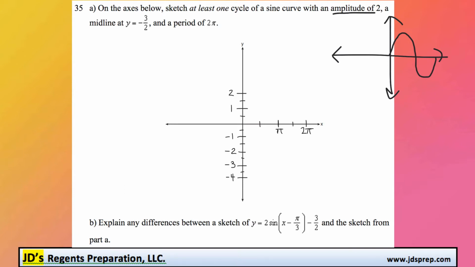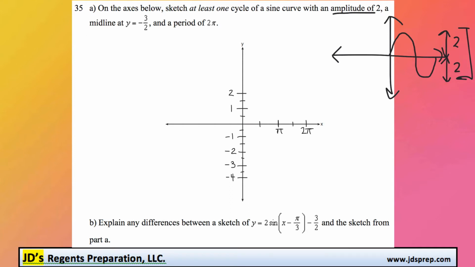If we're looking for an amplitude of 2, that means the distance from the midline to either the maximum or the minimum has a value of 2. So from max to min, there's a total distance of 4 in this case. Normally, sine of x just would have an amplitude of 1.